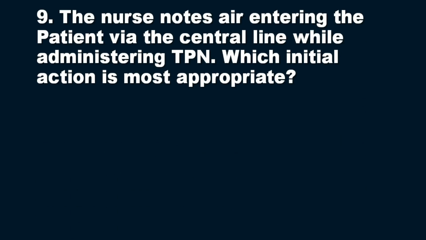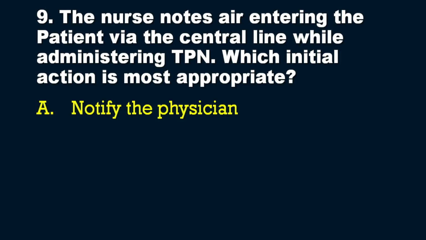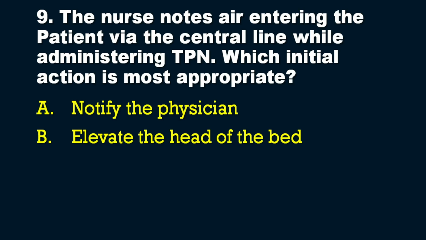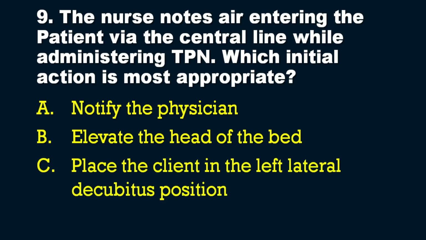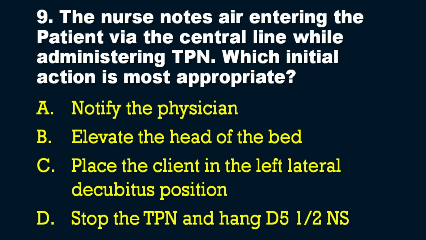Moving on to the 9th question in our series, which is an application level question. The nurse notes air entering the patient via the central line while administering total parenteral nutrition. So which initial action is most appropriate? So you have seen that air is entering the central line while you are administering TPN. What is your most appropriate initial action? The options are: option number A, notify the physician. Option number B, elevate the head of the bed. Option number C, place the client in the left lateral decubitus position. And option number D, stop the total parenteral nutrition and hang a D5 half NS.